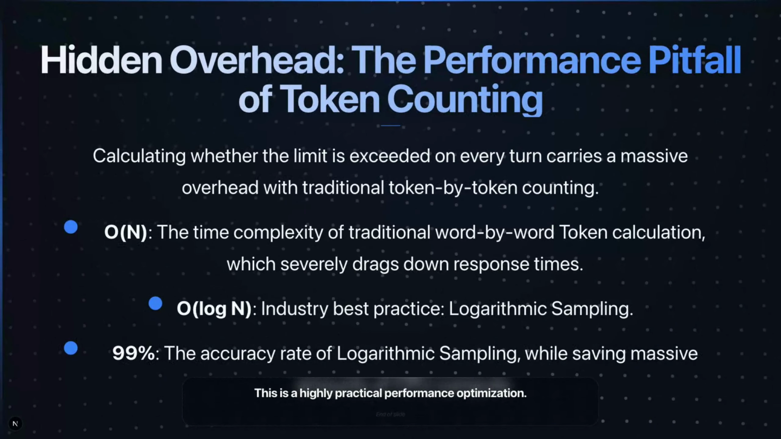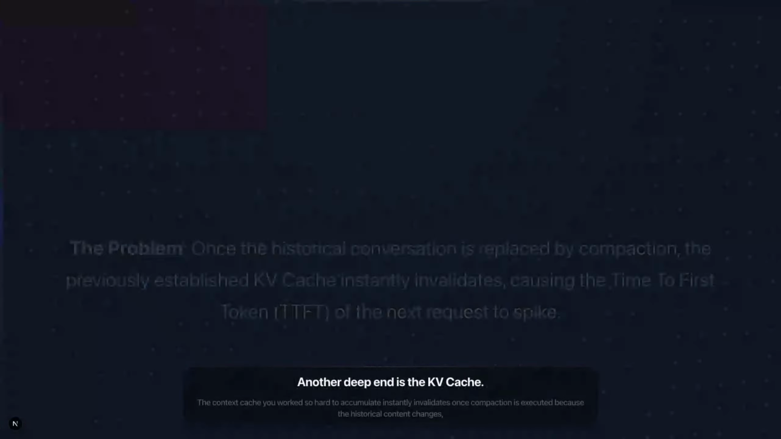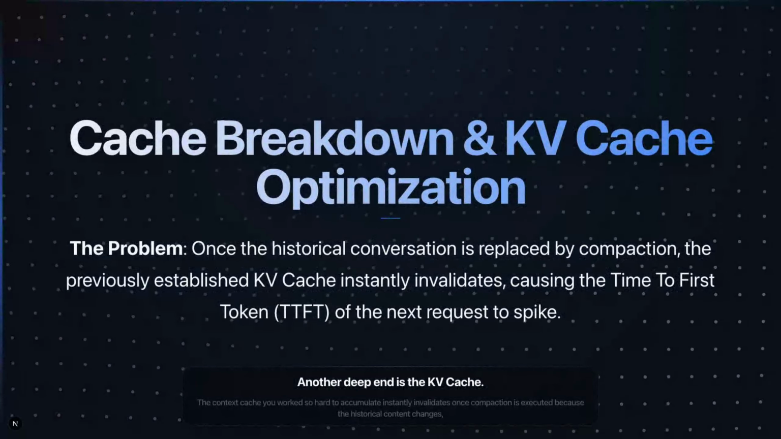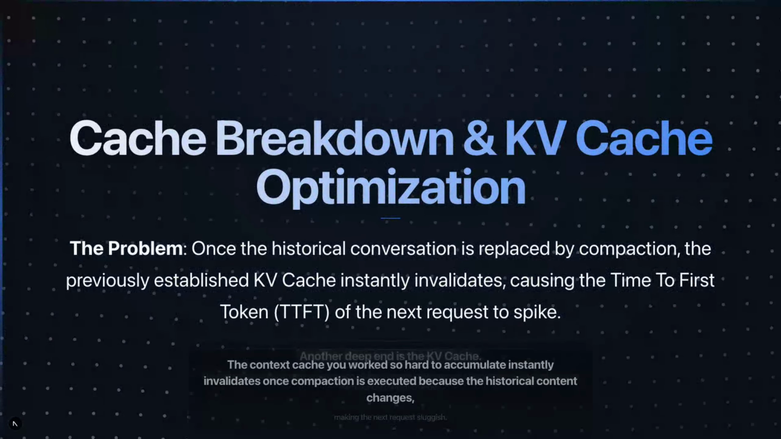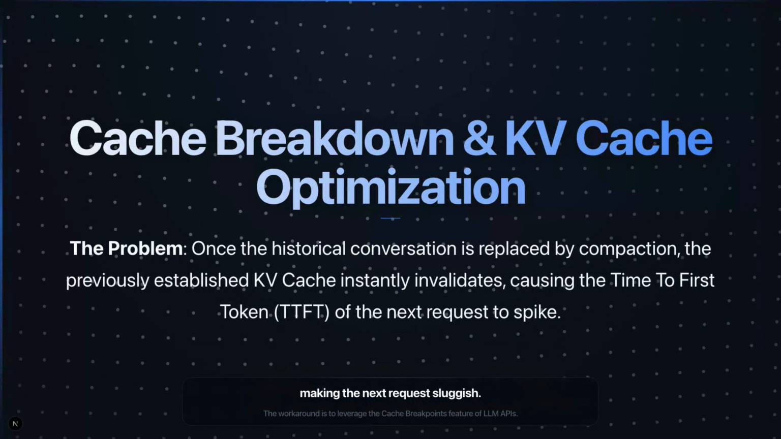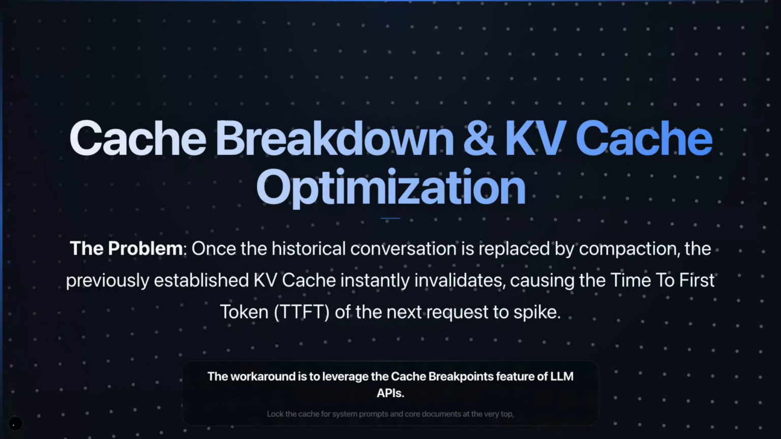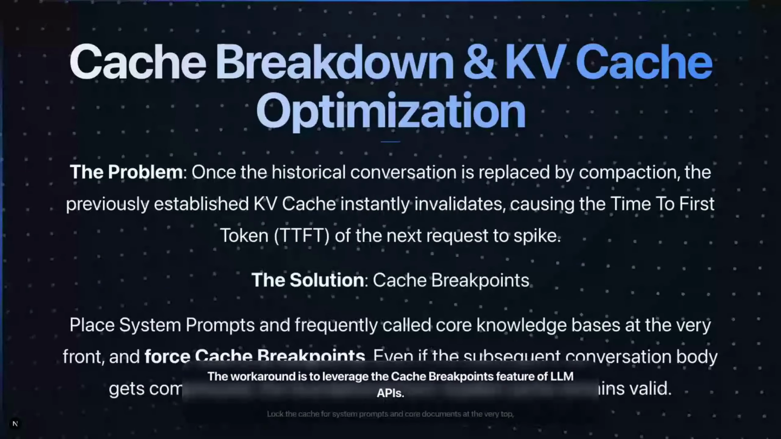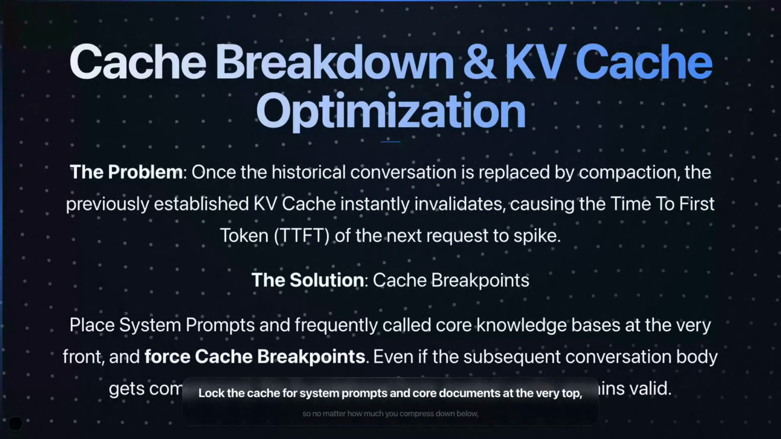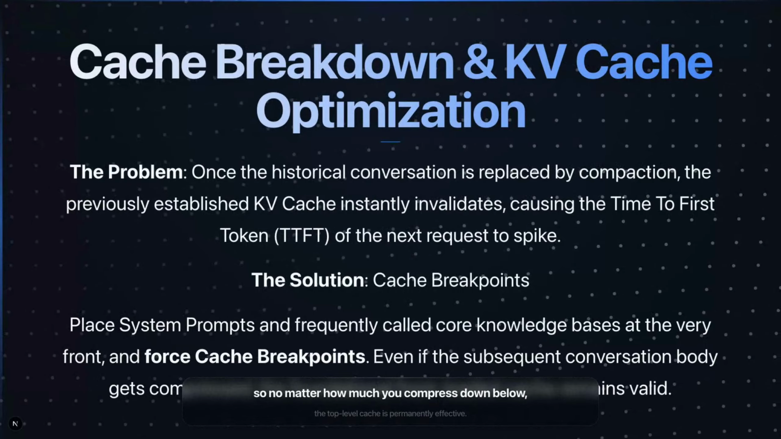Another deep end is the KV cache. The context cache you worked so hard to accumulate instantly invalidates once compaction is executed because the historical content changes, making the next request sluggish. The workaround is to leverage the cache breakpoints feature of LLM APIs. Lock the cache for system prompts and core documents at the very top, so no matter how much you compress down below, the top level cache is permanently effective.